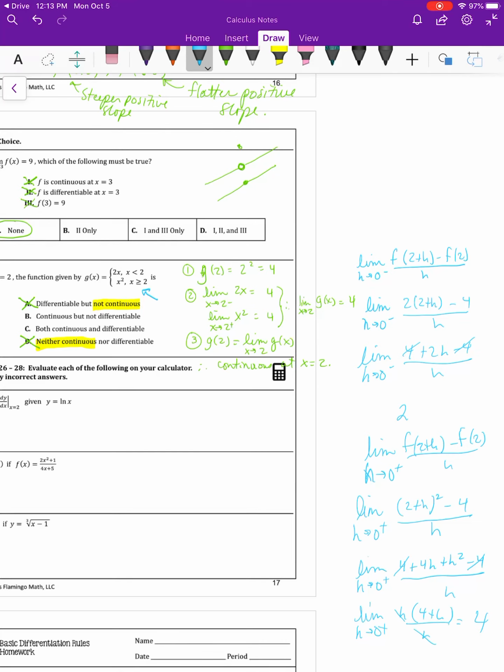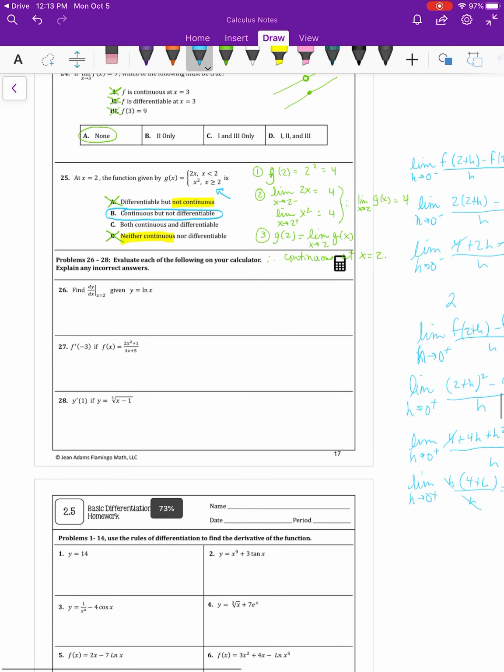So my derivative from the left is not equal to my derivative from the right. That means it is not differentiable at 2. It is continuous at 2, but it is not differentiable because my left-hand derivative did not equal my right-hand derivative at 2. So therefore, letter B.